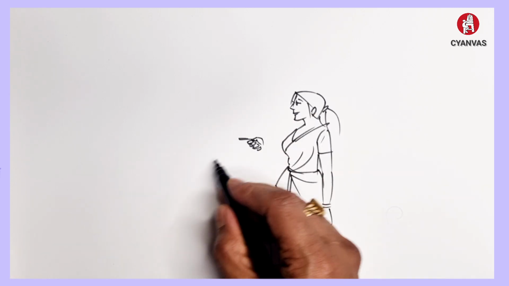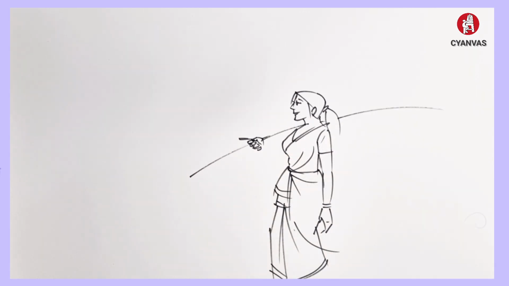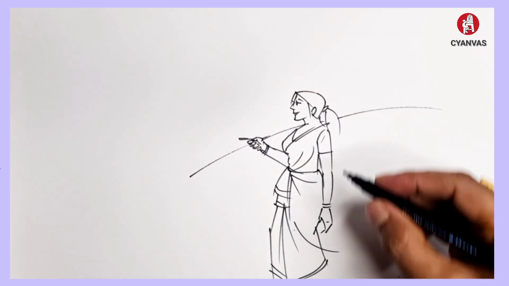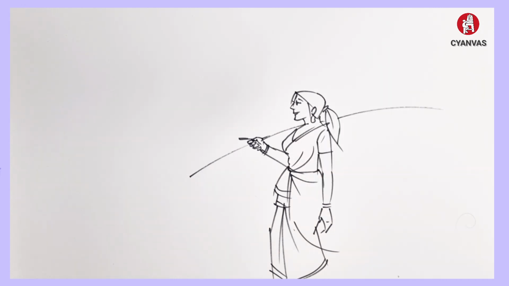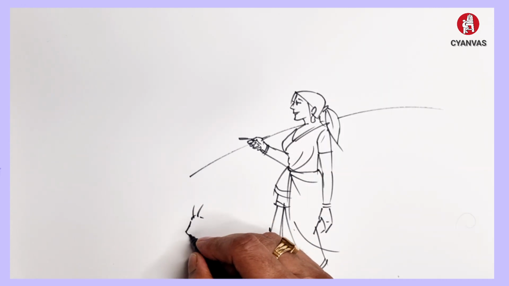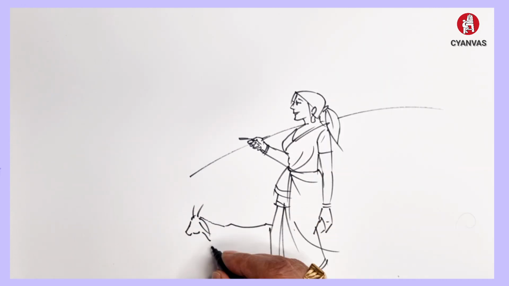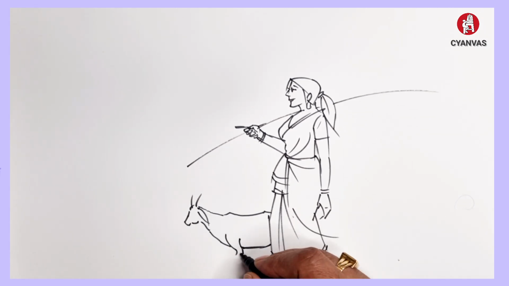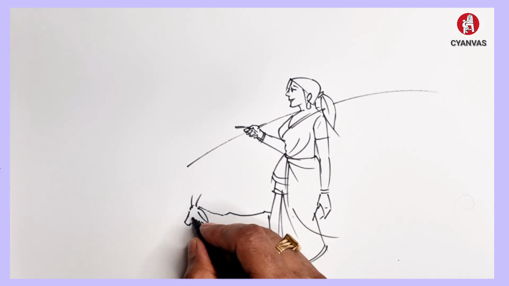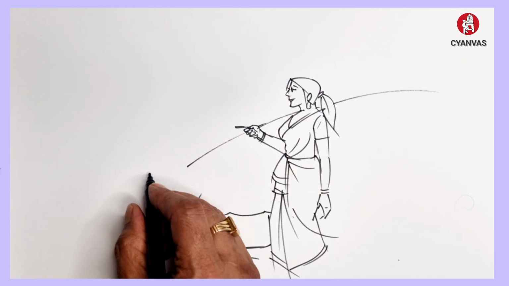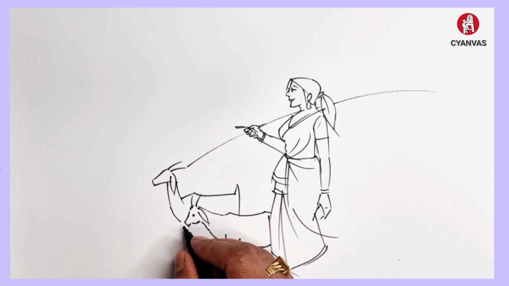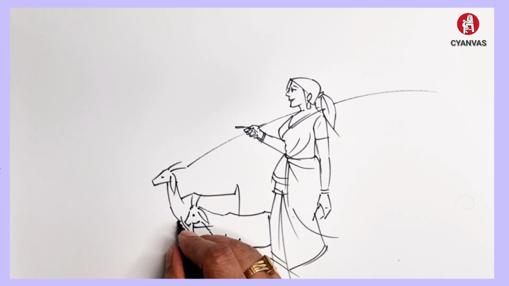Yes. So at first you have to divide the page into 4 equal pieces. Then you have to draw the lady. What is this? This is a stick. Here also we have to draw 2 goats. Can you draw the goats?